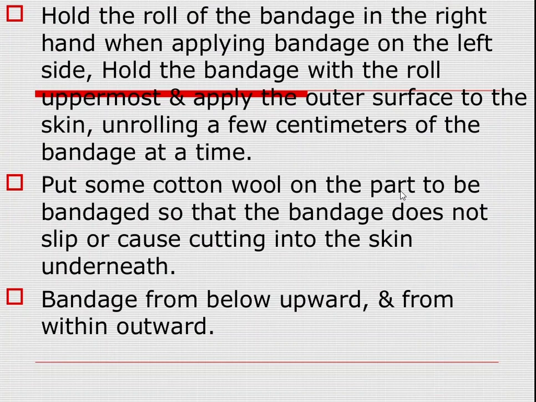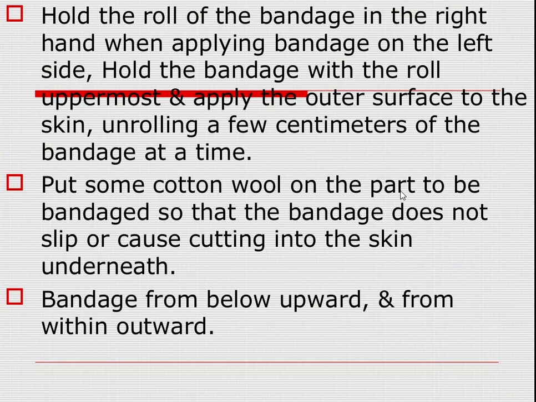Hold the bandage with the roll uppermost. Means the bandage is in the form of a roll, and it must be held uppermost and apply the outer surface. Means the outer surface must be applied to the skin, not the inner surface. Okay, the inner surface is outside and the outer surface is attached to the skin. We are unrolling a few centimeters of the bandage at a time. Unrolling means we are unrolling and applying that on the patient's injured parts or on the wounds.